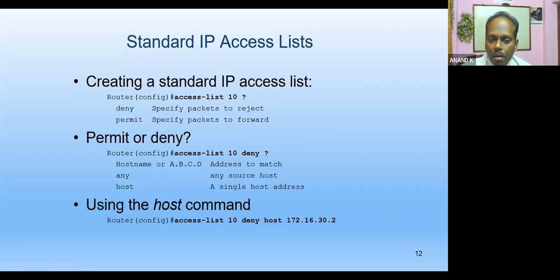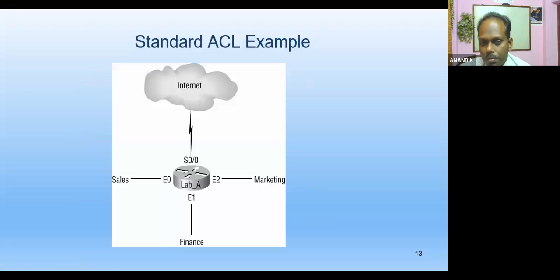After writing all the configurations in the routers and allowing the routing protocols, you can define this access control list. You can see access list 10, the rule number 10, deny. He is denying this particular host. You can even deny a network, for example 172.16.30.0, and all the hosts will be denied. In this way, you can write a simple access control list in this network. You can do it using Packet Tracer also. This is a standard ACL example.